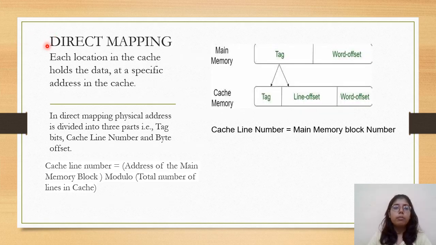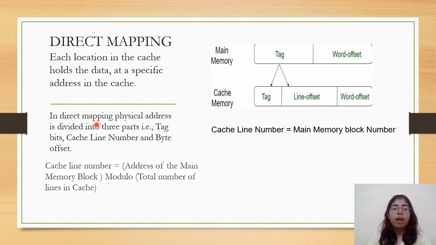Moving on to direct mapping, as the name suggests, direct. Data from main memory is directly brought into cache memory by using a formula which is k mod n, where k is the address of the main memory block and n is the total number of lines in the cache. This means that there is a specific location for every data in cache memory. Each location in cache holds the data at a specific address.